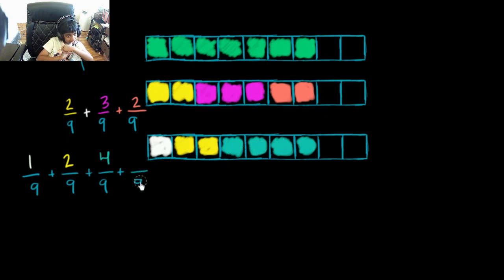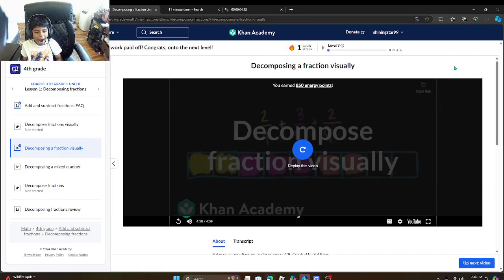So what can we put here? Well, we could say 0 ninths. Why not? We could call this one right over here 0 ninths. And how would we visualize that? Well, that's literally saying none of these. No ninths right over here. So this is 1/9 plus 2/9 plus 4/9 is equal to 7/9. So these are all different ways to decompose the exact same fraction.